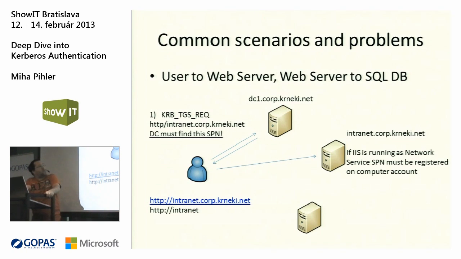And the fully qualified domain name for this server is intranet.corp.korneki.net. And where do I register this SPN? Well, it depends how this IIS is running. If this IIS is running as network service, then I have to register this SPN to the computer account of the server where IIS is running. I will show you some other examples.